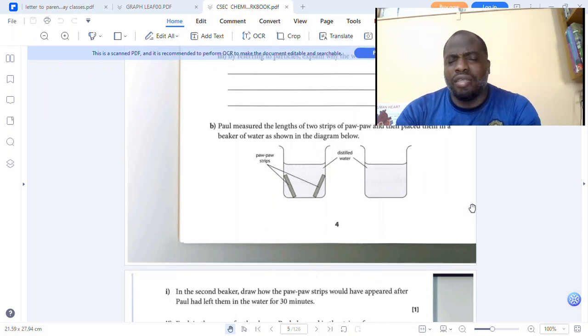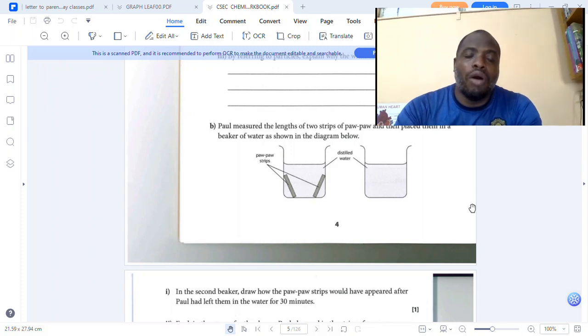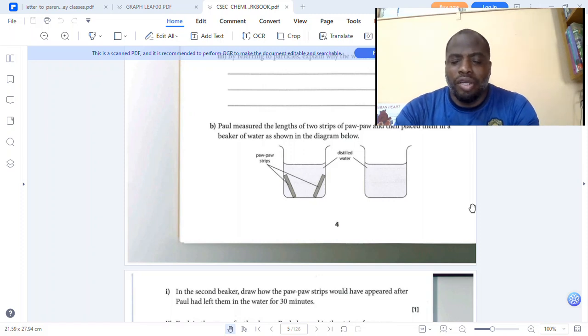Oftentimes I ask students, is osmosis different from diffusion? Is diffusion the same as osmosis? What do you think? If you mentioned that yes, osmosis is a form of diffusion, then you're correct. Osmosis is a form of diffusion, but it focuses on water molecules, right? So once you're talking about water molecules, you're going to be talking about osmosis. And what you find is that the water molecules are moving from a high to a low concentration.